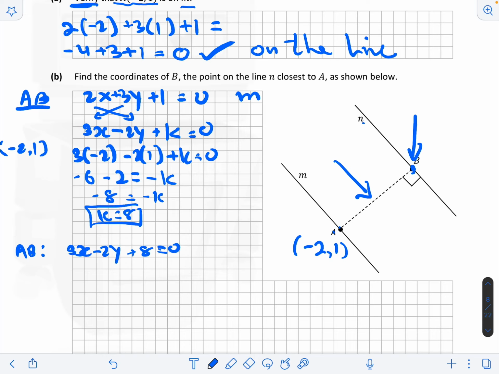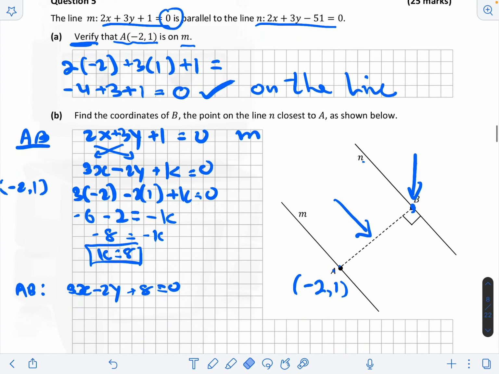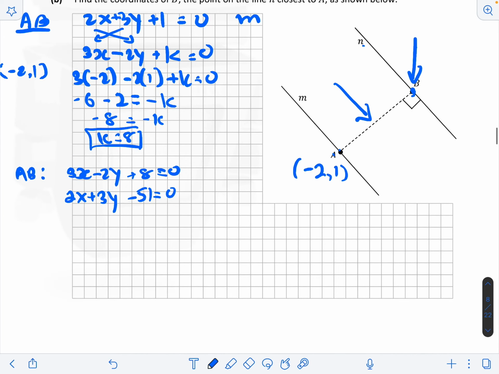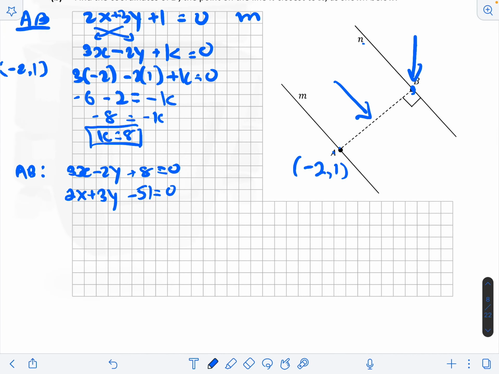They want us to find B, where B is the point of intersection of this line with line N. Sorry, I wrote that incorrectly. Line N was 2x plus 3y minus 51 equals 0. To solve this, we have to multiply the lines to cancel the y's. I'm going to multiply the first line by 3 and the second line by 2. So I get 9x minus 6y plus 24 equals 0, and for the second line, 4x plus 6y minus 102 equals 0.